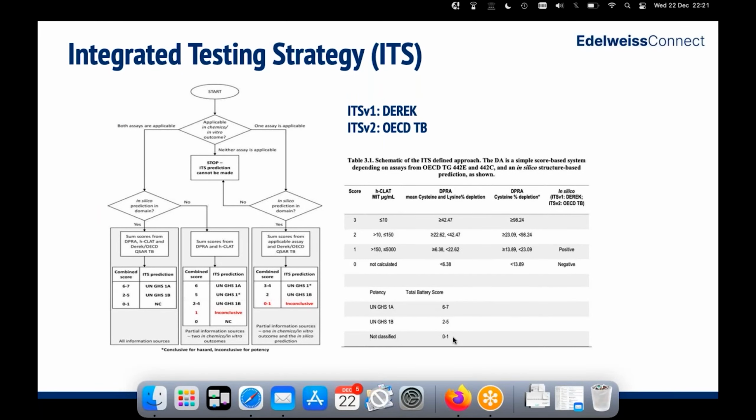If the total battery score is between 0 and 1, then the chemical is not classified. If the total battery score is between 2 and 5, then the potency classification is UN GHS 1B. And if the total battery score is 6 or 7, then UN GHS 1A. UN GHS 1A is mainly a strong sensitizer.